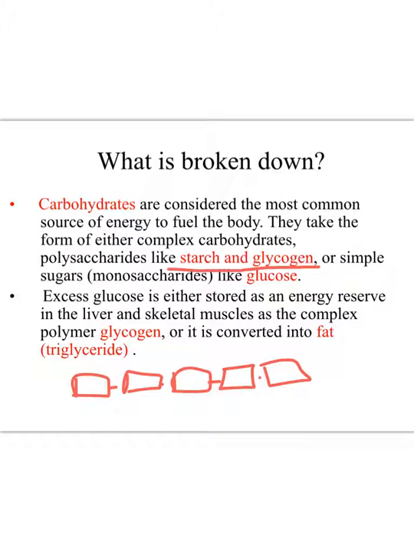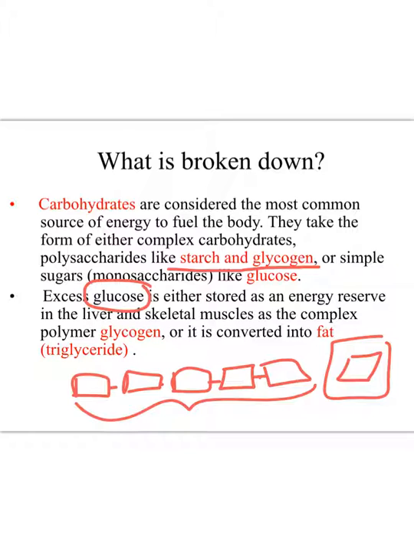So a simple sugar, such as glucose, is just one unit. That is a monomer, and this is a polymer. So what can happen here, when you release this simple sugar, is it can be either used immediately or it can be stored as glycogen in skeletal muscle or as fat.